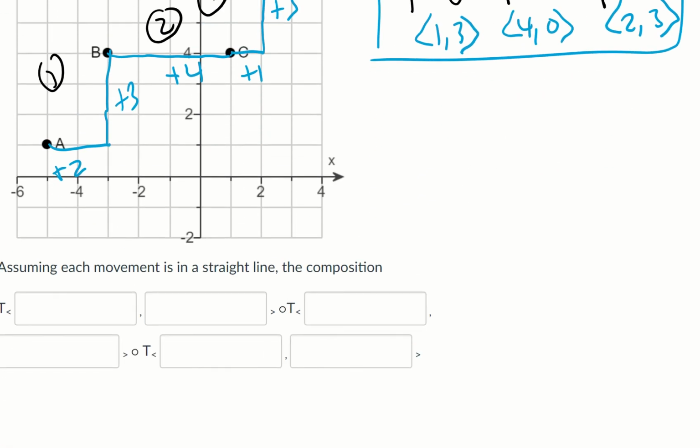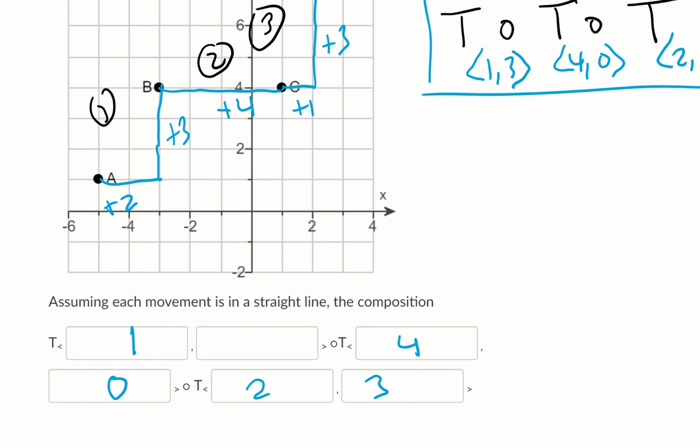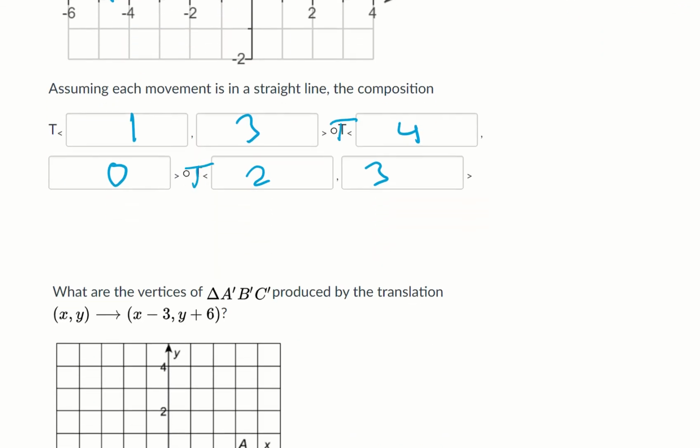So we'll go ahead and write the answers down. So this one was the first one, 2, 3. This one's 4, 0. This one's 1, 3. Okay, so you can see that these are the different translations, the different T's that you see there.